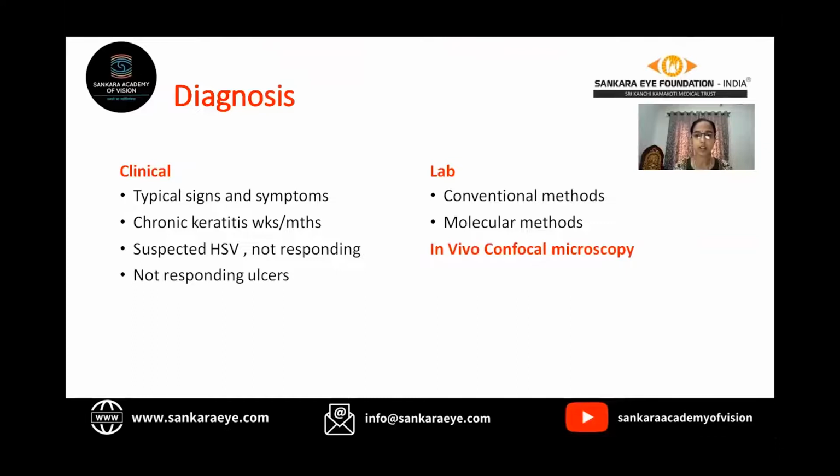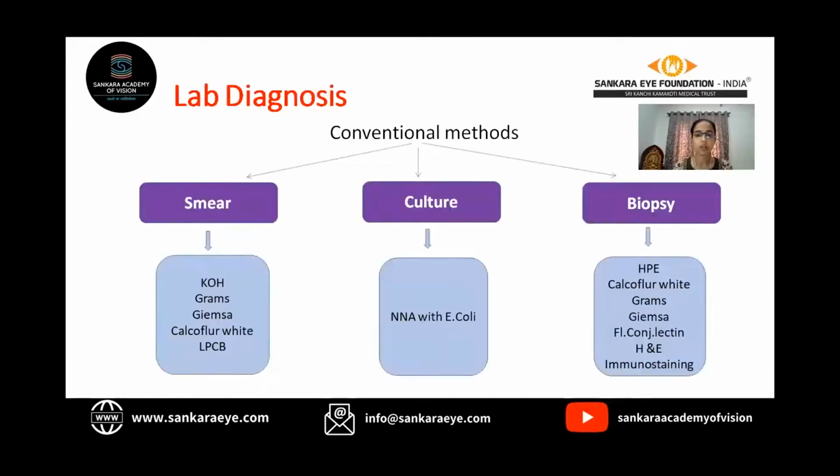The diagnosis is done by clinical features and lab evaluation. Laboratory methods involve conventional and molecular methods and in vivo confocal microscopy. As per the routine protocol, conventional methods include smear and culture. 10% KOH mount is the simplest and quickest method to diagnose Acanthamoeba keratitis. Gram and Giemsa stain will take a little more time. Calcofluor white needs a fluorescent microscope. Culture should be done with inoculation of the specimen on non-nutrient agar with E. coli, which may take 1 to 3 days.